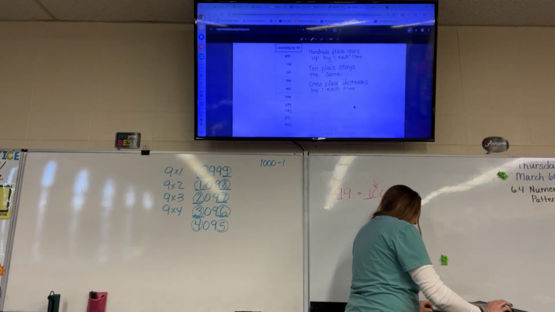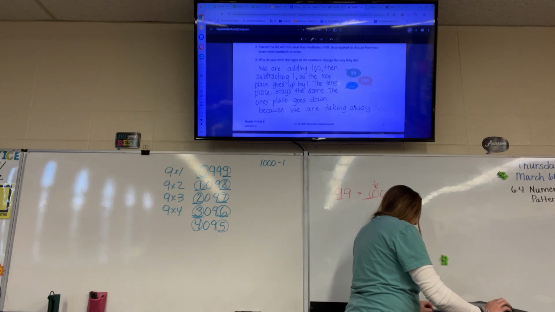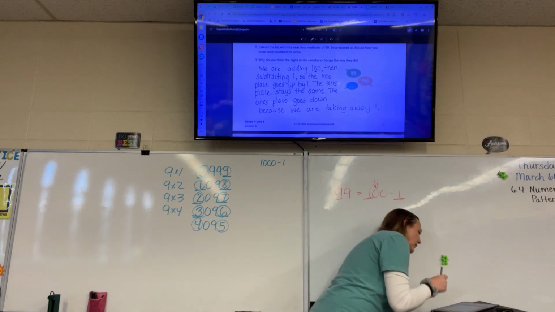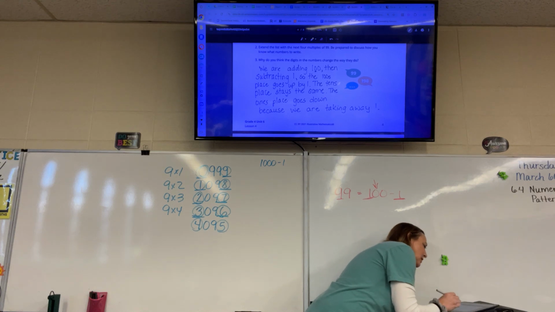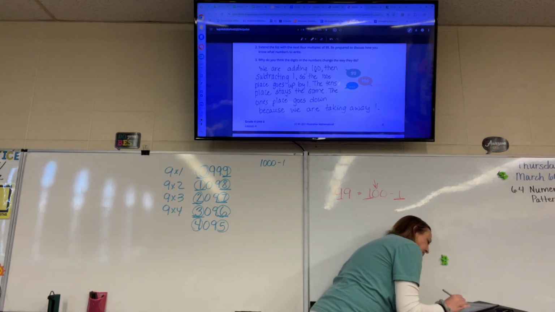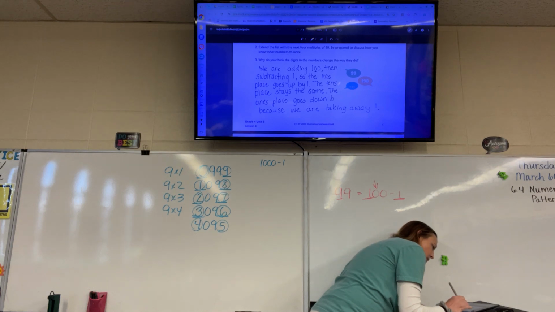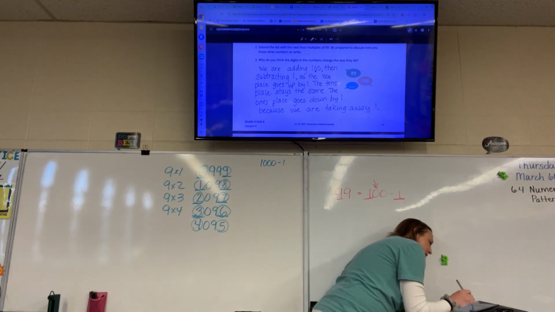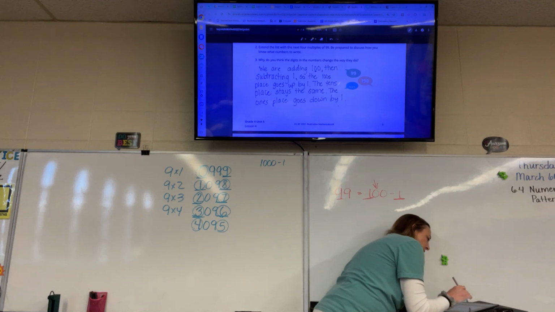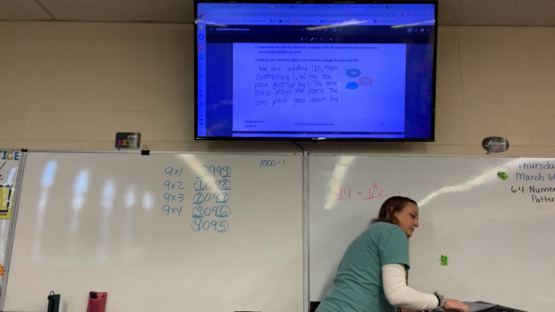So why do you think the numbers change the way they do? I'm going to shorten this a little. We are adding 100, then subtracting 1. So the hundreds place goes up by 1. The tens place stays the same. The ones place goes down by 1.